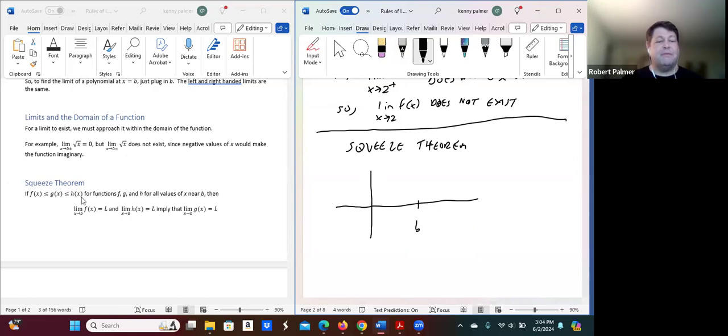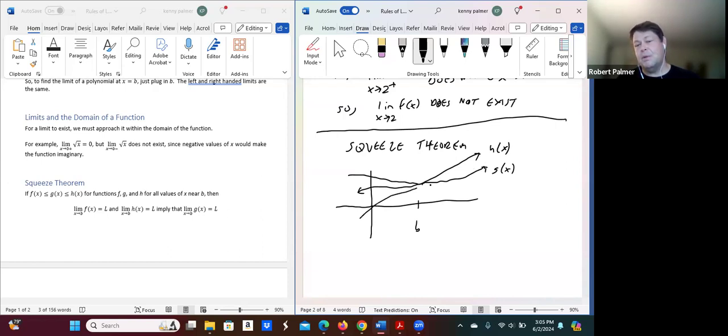All right, let's say we have 3 functions, and this is true: f of x, at least close to b, is always less than or equal to g of x, which itself is always less than or equal to h of x. Okay, so let's draw that. Let's first draw the one in the middle. Let's say this is g of x. And let's say maybe they all converge right down here at b. And this is h of x above. And then below, we have f of x.